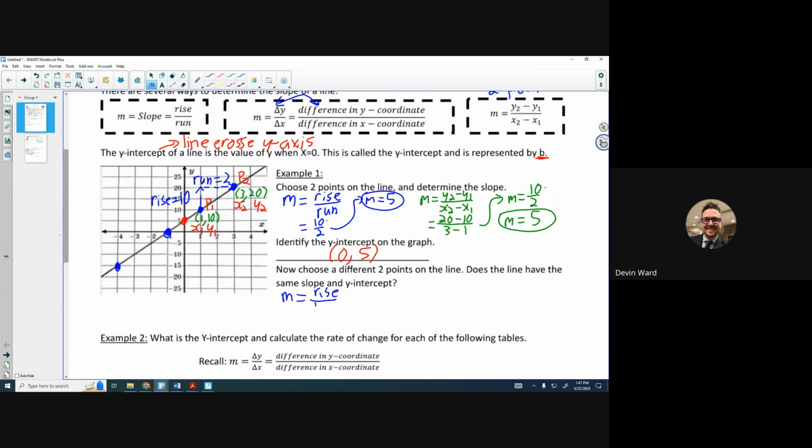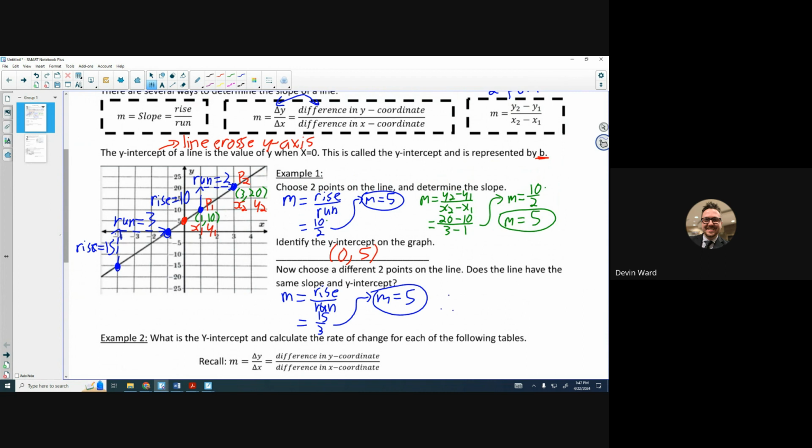So rise over run, I'll do it easy. Let's go to the graph. My rise, I want to go up 3 boxes, and each box is worth 10. So my rise is 15. I'm going to go over 3 boxes to the right. So my run is 3. So I'm going to have 15 all over 3. And 15 divided by 3 is 5.